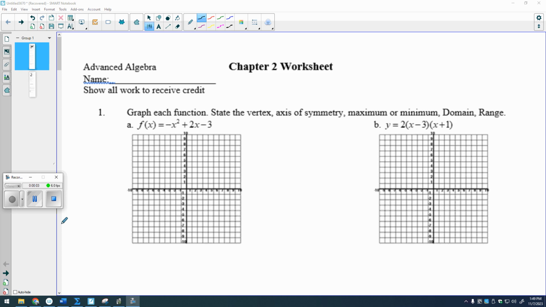All right, Chapter 2, Review. This recording is going to talk through the Chapter 2 worksheet and how to do each problem.